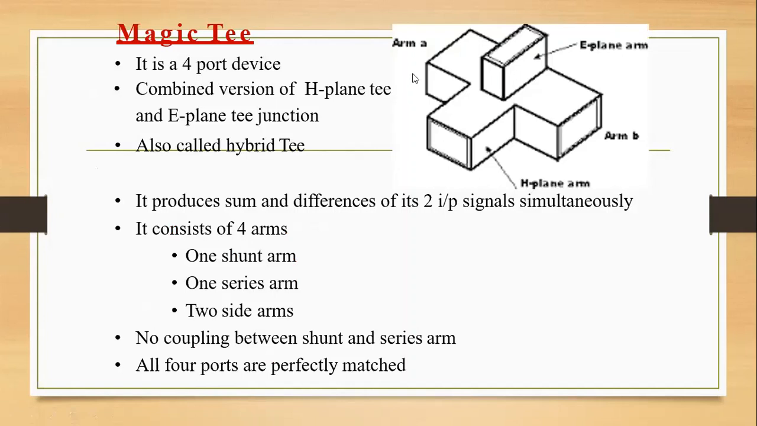Now you have the ports here. If you see, there is one arm which is called arm A, or collinear arm 1. The other arm is arm B, which is collinear arm 2. Similarly, you have the E-plane arm as well as the H-plane arm, or we also say E-plane junction and H-plane junction. If you see the figure, you can analyze it. It is nothing but a combined version of your E-plane T and H-plane T.